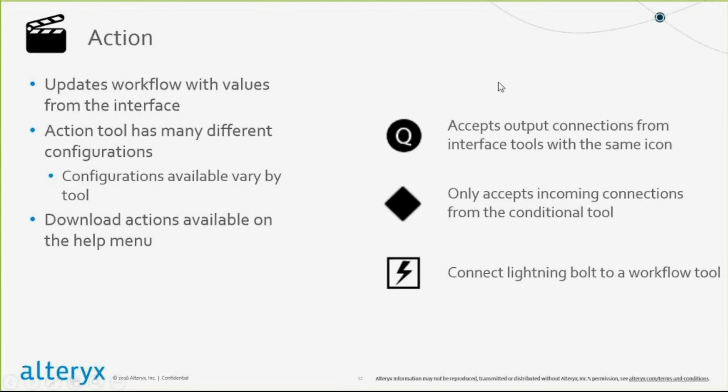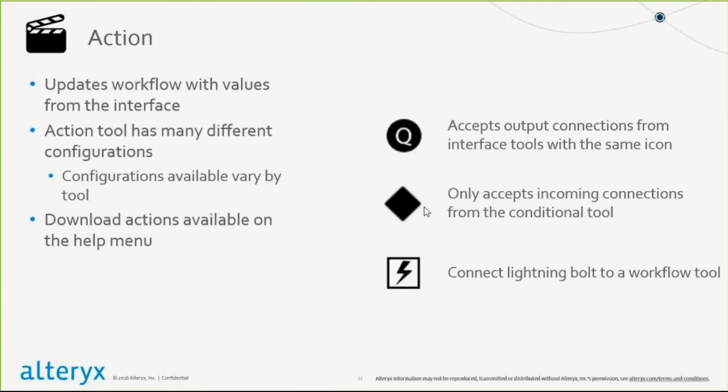Then you'll see that there are a few different anchor options when you bring in the action tool. You'll get a Q, this little diamond here, and then a lightning bolt. The Q essentially says it will accept questions. That's what the Q stands for, questions from interface tools. And a question is really nothing more than a variable passed by an interface tool. This diamond says it can only come from the conditional tool.